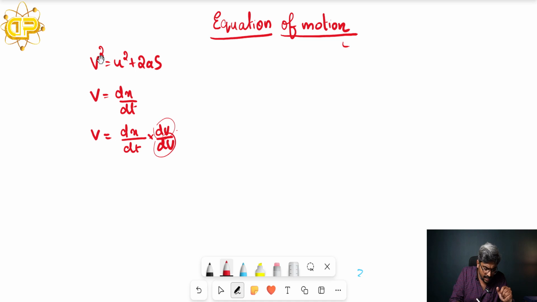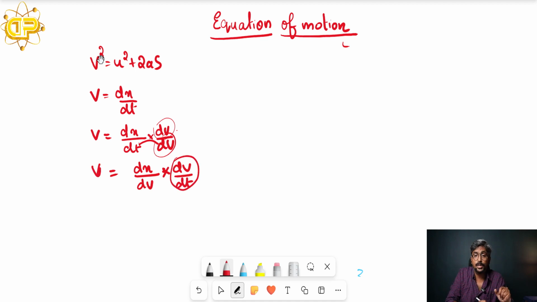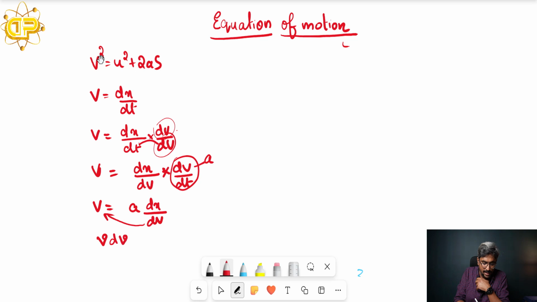So I'm just rearranging once again dx by, instead of writing this dv here, I'm just writing it here. So dx by dv into dv by dt. Is there any issue? I hope that you got the point. What is this dv by dt? You know that that is equal to acceleration. So again, v is equal to a dx by dv. Just take this dv to the LHS, so you will get v dv is equal to a dx.